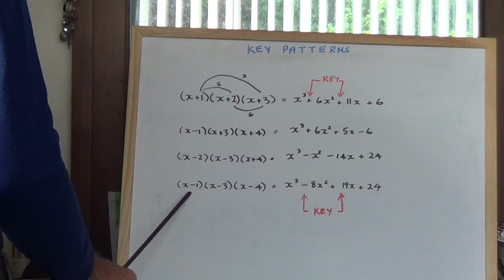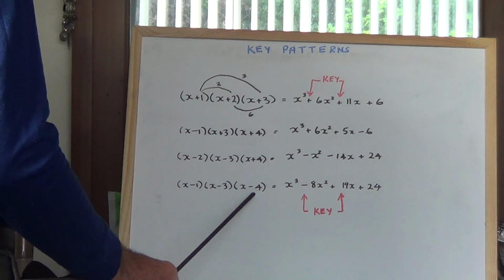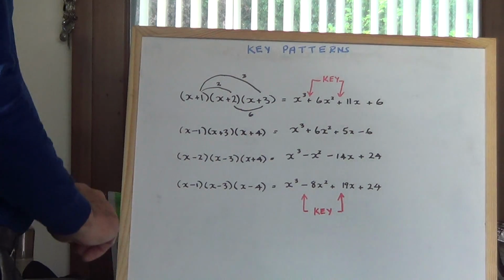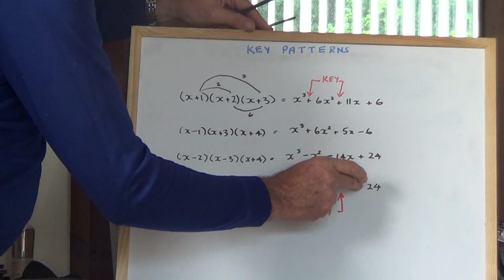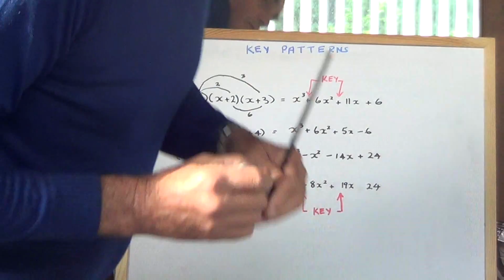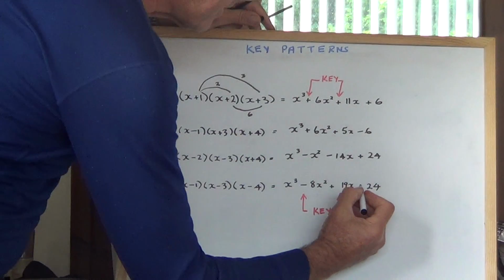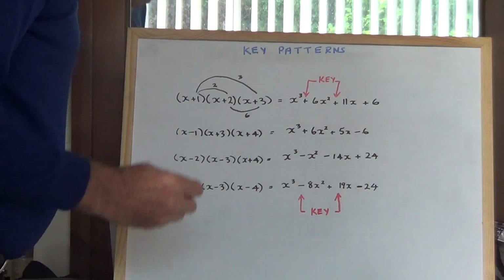Down here we've got three negatives. Minus 1 times minus 3 times minus 4. There's a mistake. That should be a minus. I'm just grabbing something and we'll make the change there. There it is.